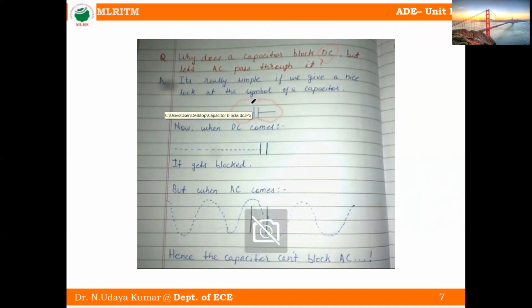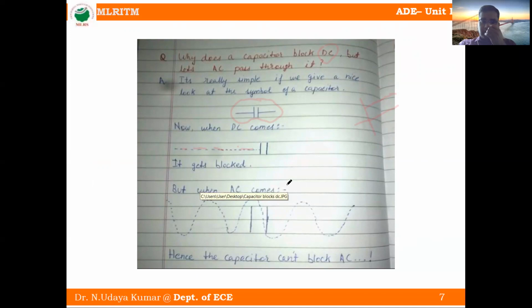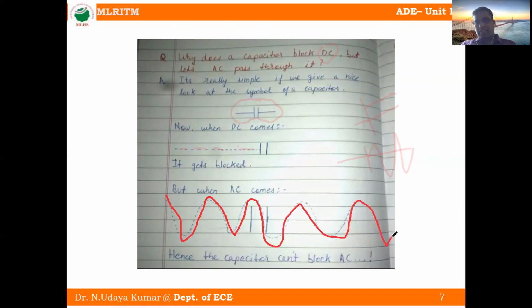Now when DC comes, we know that DC is direct current. It is a horizontal line this way, like this. When DC comes, the capacitor blocks it, because there is a vertical line. So that DC signal gets blocked by the capacitor. Whereas an AC signal is like this. The capacitor allows the AC signal. See, there is a gap in between the vertical lines, so the AC signal moves this way. That means a capacitor allows AC signal and blocks DC signal. Remember it in this way.